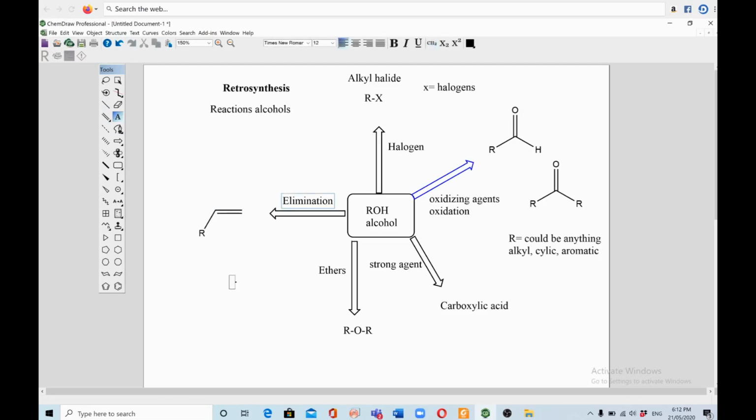Alright, so if you look here, what can you make from alcohols? Alkenes, ethers, alkyl halides, aldehydes, ketones, and carboxylic acids. So 1, 2, 3, 4, 5. You can generate 5 different functional groups from alcohol. Using alcohols as the starting materials, you can get 5 different products. So when you do retrosynthesis, you need to remember these tips so that you can quickly do the retrosynthetic analysis.